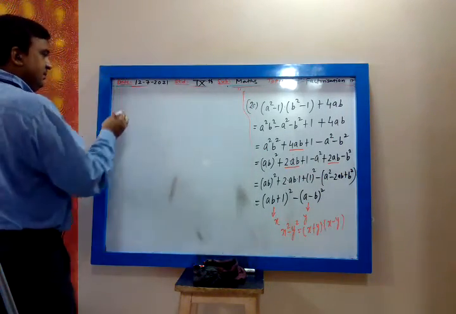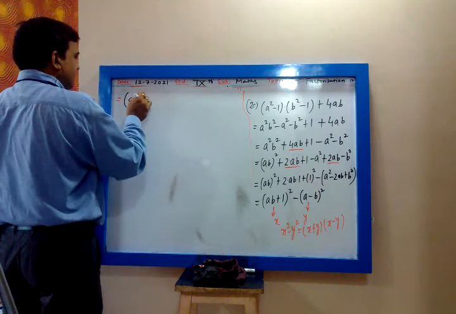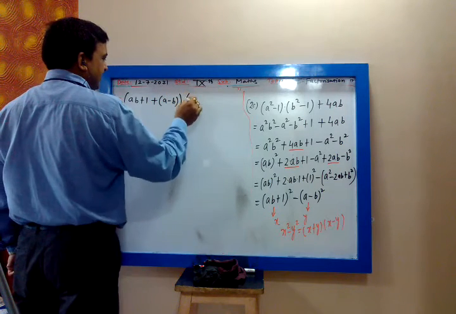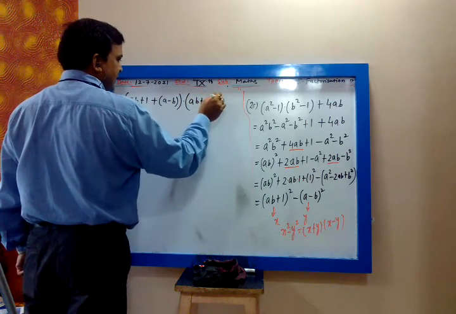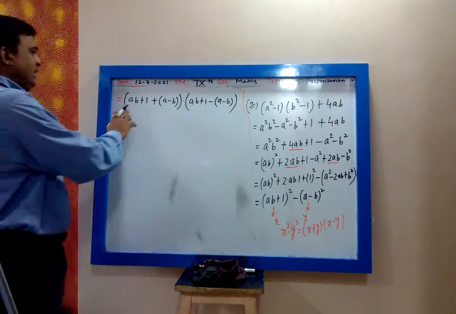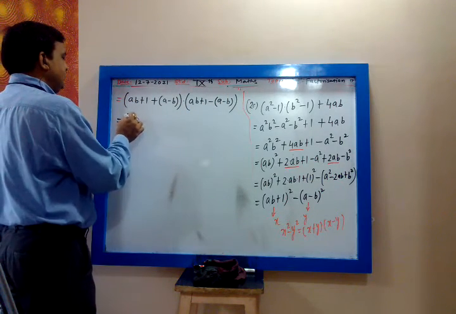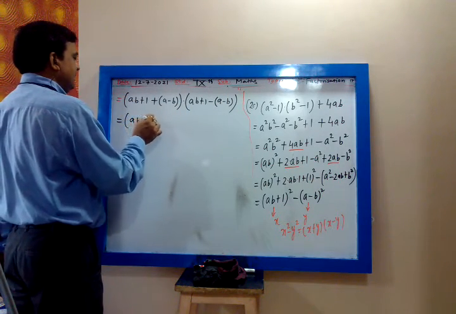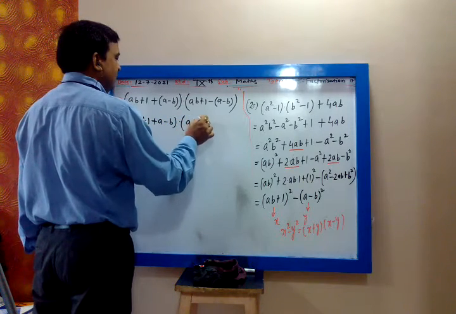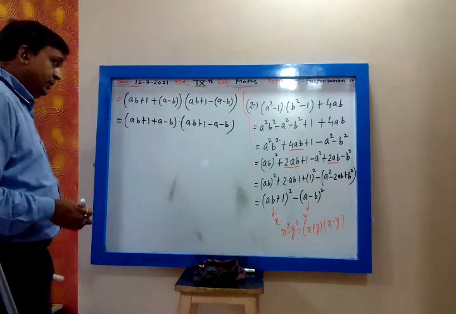So this will become ab plus 1 plus a minus b into ab plus 1 minus a minus b. X plus y into x minus y, that's all. So ab plus 1 plus a minus b into ab plus 1 minus a minus b. Okay?